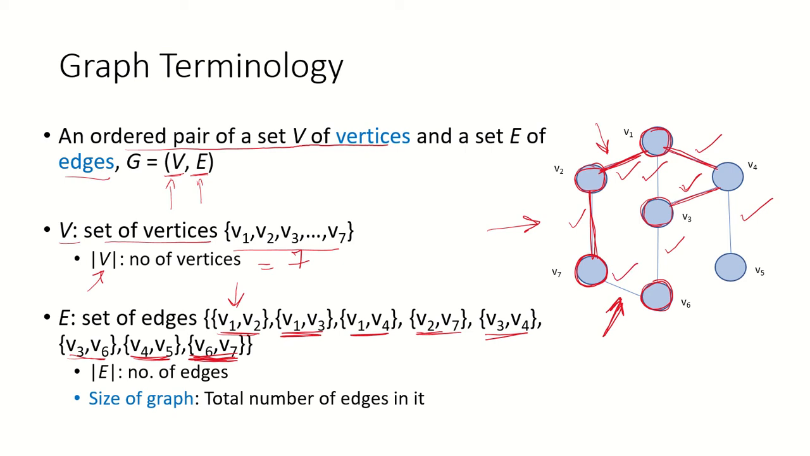So we see over here that there are how many edges? 1, 2, 3, 4, 5, 6, 7, 8 edges. So the cardinality of the set of edges, which is the number of edges, is 8. So the size of the graph also we can say is 8, because that is equal to the total number of edges in it.